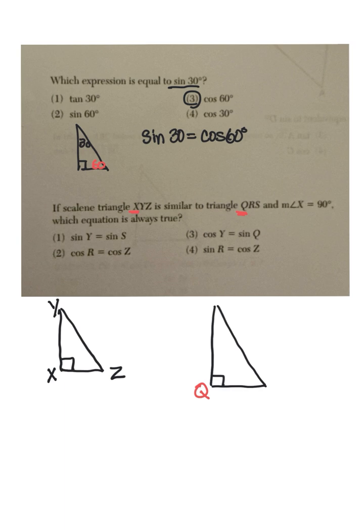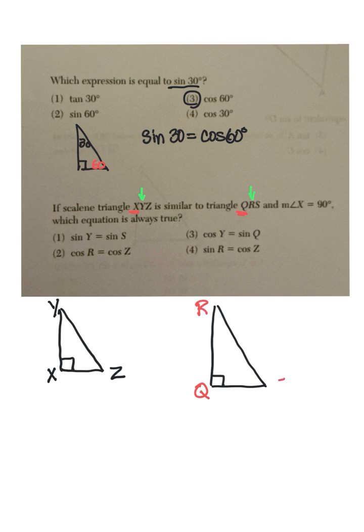Now let me change my color here so you can see this a little bit better. Look, Y is in the middle and so is R. So since Y is up top here, then R has to go up top there. Okay, so there's my R.